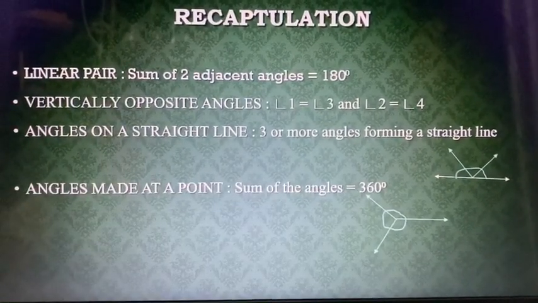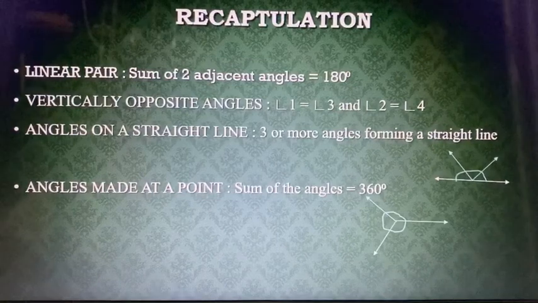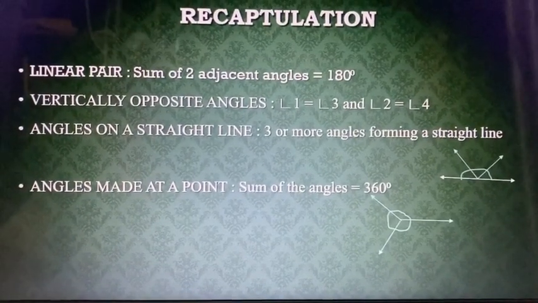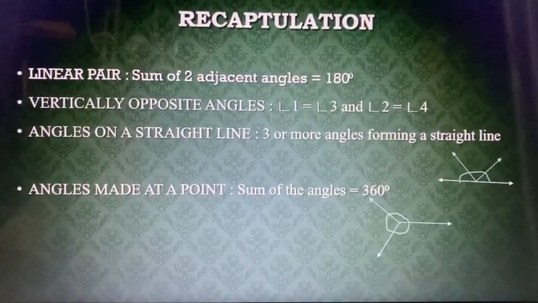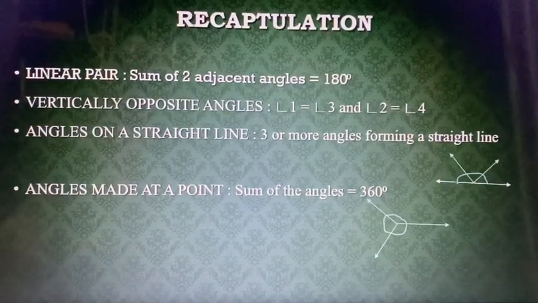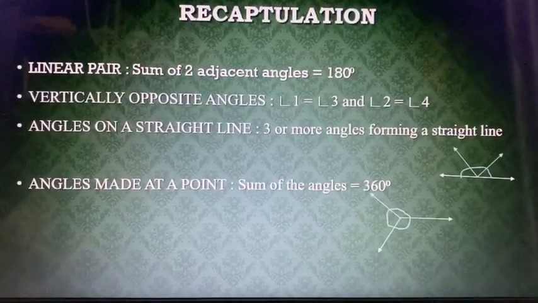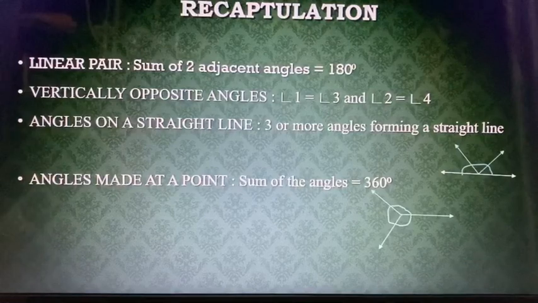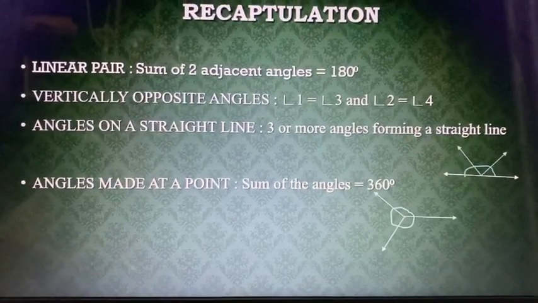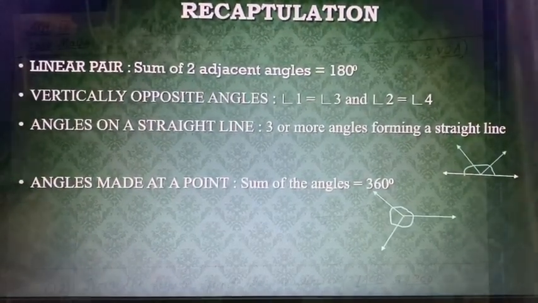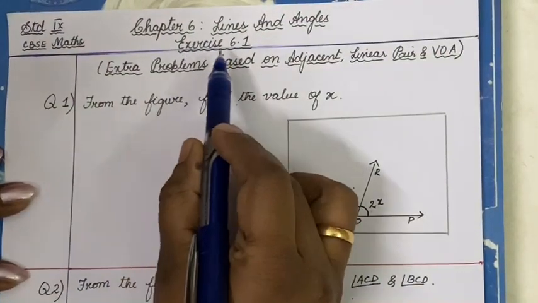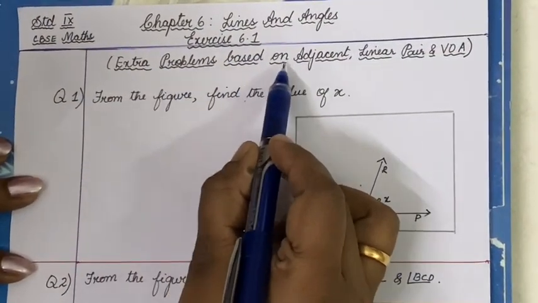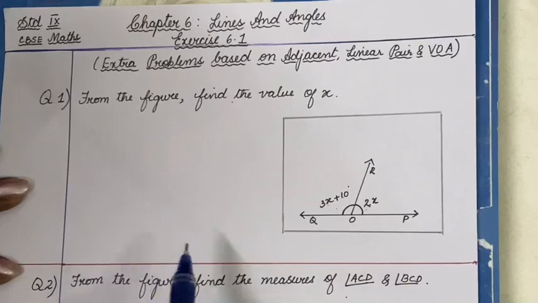And also angles made at a point: the sum of the angles is equal to 360. Look at the figure down. You could see there are 3 angles, and when you add all the 3 angles it is equal to 360 degrees. Such concepts will also come while solving problems. So shall we go to the exercise problems, students? Okay. So exercise 6.1, extra problems based on adjacent, linear pair and vertically opposite angles.